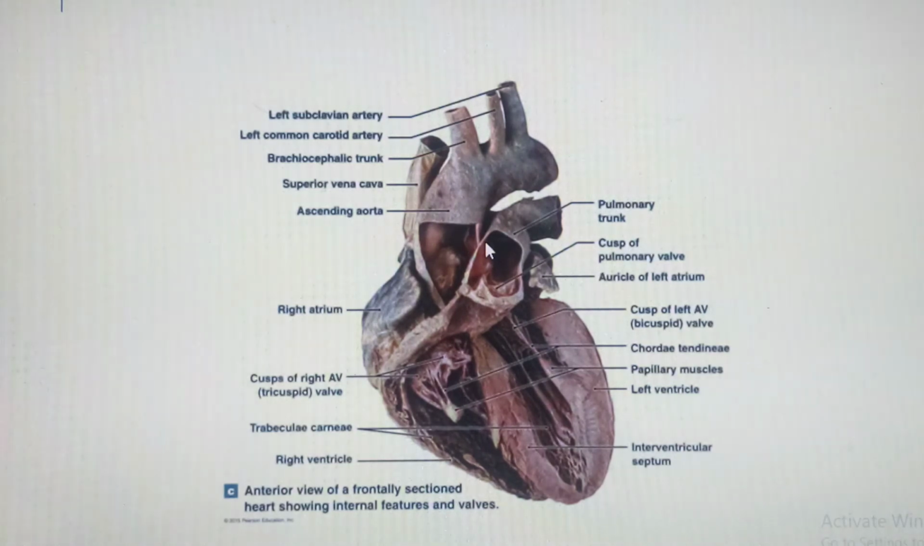So in future lessons, yes, we'll be looking at the coronary circulation, and I will also be looking at, of course, the development of the heart so that you can actually understand all these things.